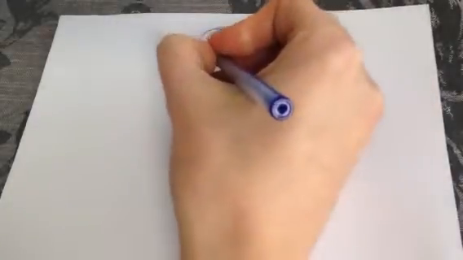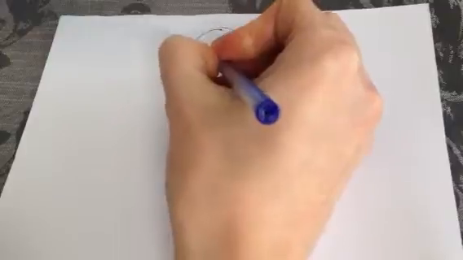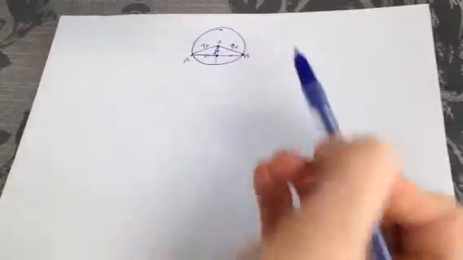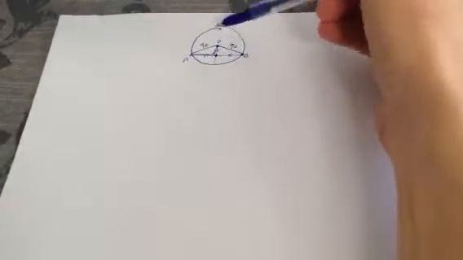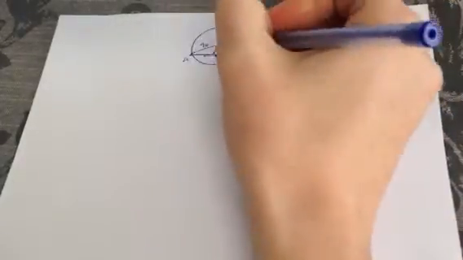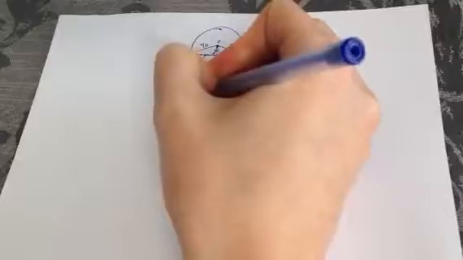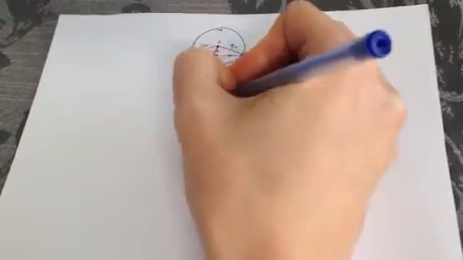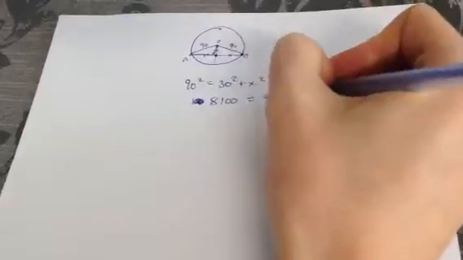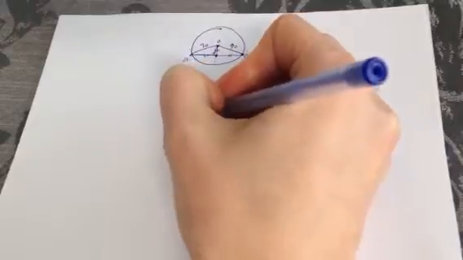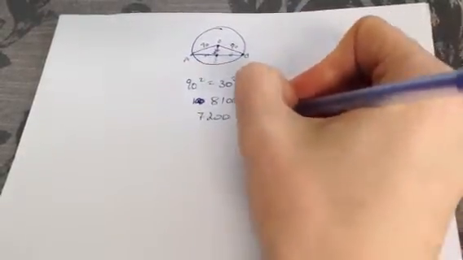Well, I could use Pythagoras' theorem. That right angle here is something I know from my geometry, because the radius bisects the chord, it means that's a right angle. So I have Pythagoras' theorem: 90 squared is equal to 30 squared plus x squared. That gives me 8100 is equal to 900 plus x squared. Bring it over, it becomes 7,200 is equal to x squared.